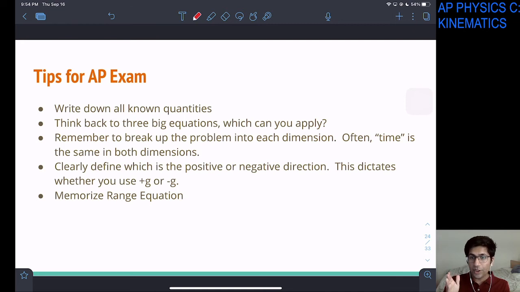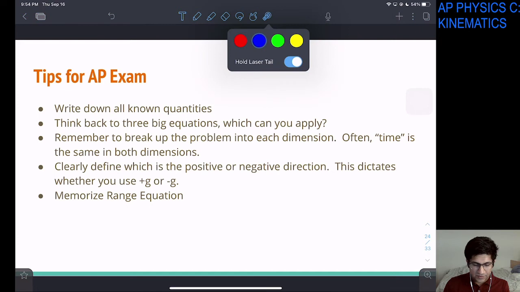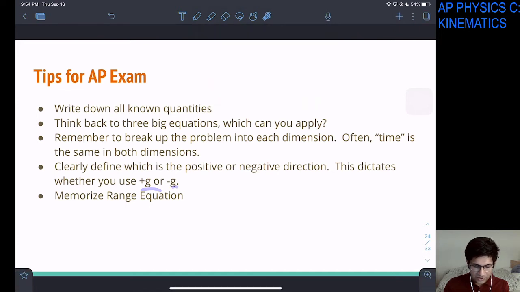So if we throw a ball, we analyze the x component and we analyze the y component. The ball is traveling in both dimensions, but the t in our kinematics equation is going to be the same, right? A 5-second ball throw is the same in the y and the x direction. Also, clearly define what's the positive and negative direction. This dictates whether you use plus g or minus g.